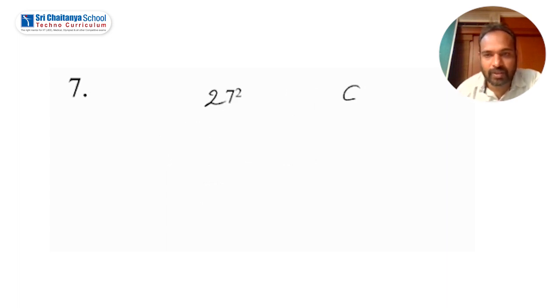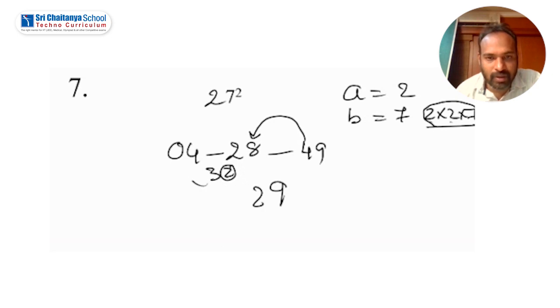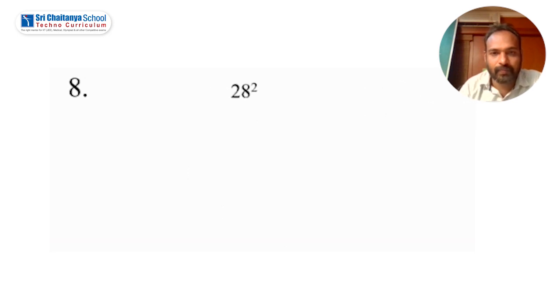27 square. What's the value of A here? 2. What's the value of B here? 7. A square means 04. 2AB, 2 into 2 into 7. 2AB, which is how much? 28. Then B square, 49. Do the balancing. 9. This 4 will carry forward here. 28 plus 4, 32. Drop this 2 in the answer. Carry forward 3. 4 plus 3 is how much? 7. So the answer is 729.